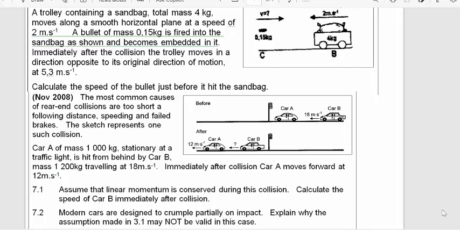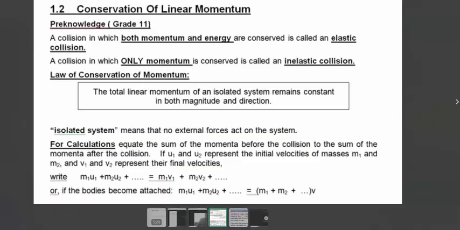Okay, then as for the physics part of the questions I sent, they were still on the conservation of linear momentum. Now, let's look at the first question that we are going to do.